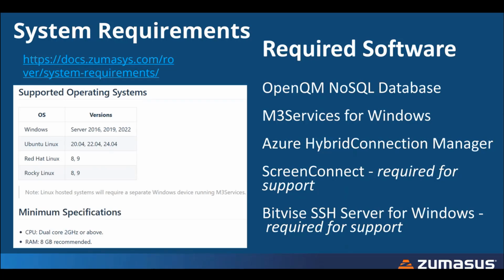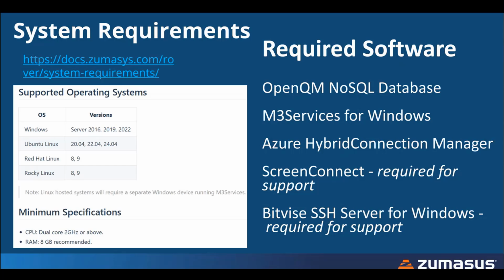Okay, great. So, system requirements. A lot of people may not know this, but we do have documentation. I've included a link here, and you can access this using docs.zoomassist.com. We do publish our system requirements as far as supported operating systems, minimum specifications that are required to run Rover ERP, as well as required software that goes along with the package.